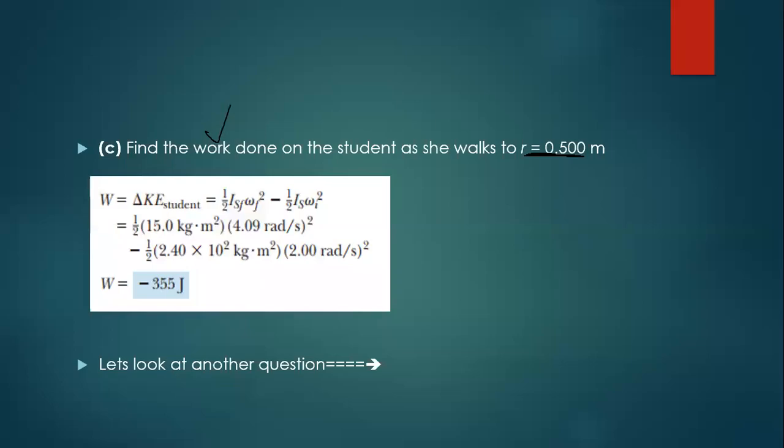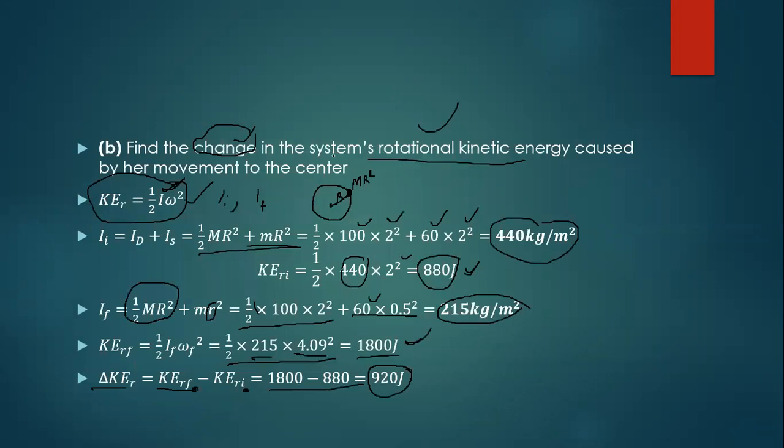Yeah, part C is talking about finding the work done on the student as she walks to a radius of 0.5. So they are still referring to this radius of 0.5. So work done on the student. We are going to consider only the student. In this case, we're talking about finding the change in the system.